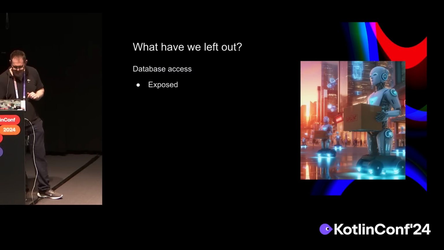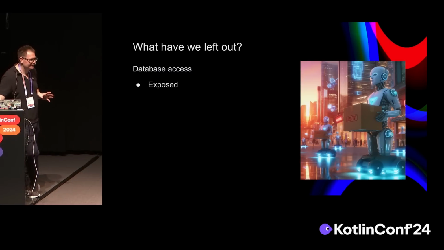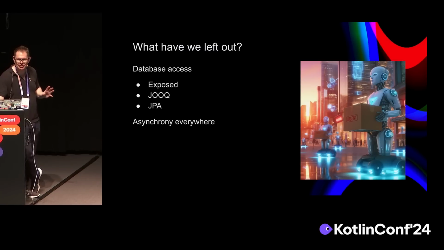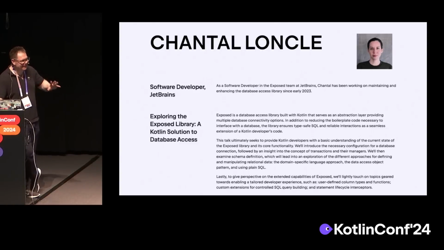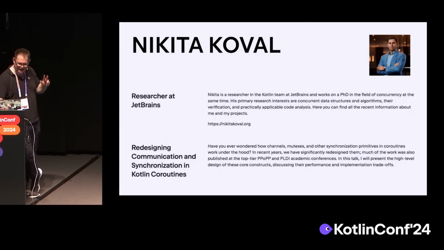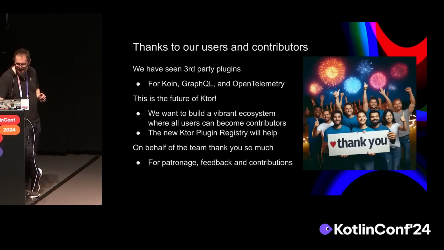What didn't we include? Well, we could have talked about database access with Exposed. That would have been really good. Or other alternatives like Ktorm and JPA and so on. And we could have dug into how everything is based on top of coroutines. So there's the opportunity for concurrency everywhere. But again, other talks have covered this in detail. There was a really, really good talk on Exposed by Chantal. Really recommend you check that one out on YouTube. And another great one about Kotlin coroutines. And of course, there's huge amounts of resources out there about coroutines and how they work.